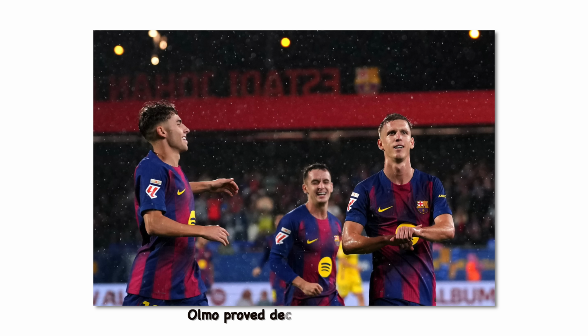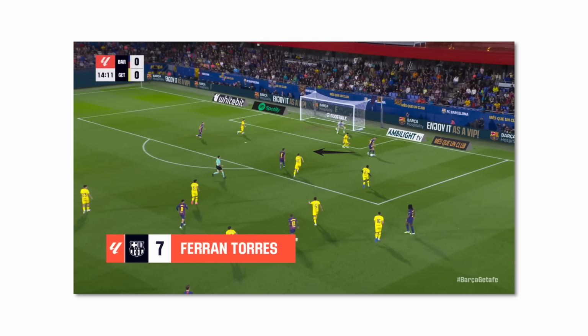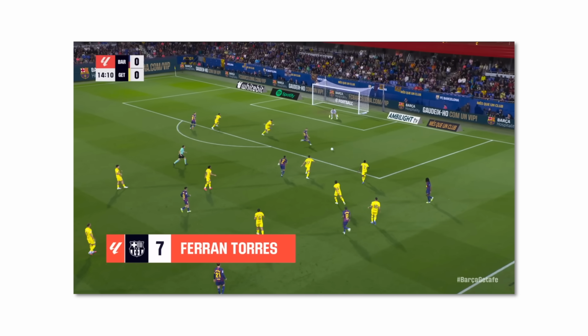Now, I actually quite like the choice to start Dani Olmo ahead of Fermin, because I think, unlike Fermin's aggression, Dani Olmo gave us a bit of that incision, allowing us to be able to break those defensive lines that Getafe were putting forward. And that was really effective throughout the game.